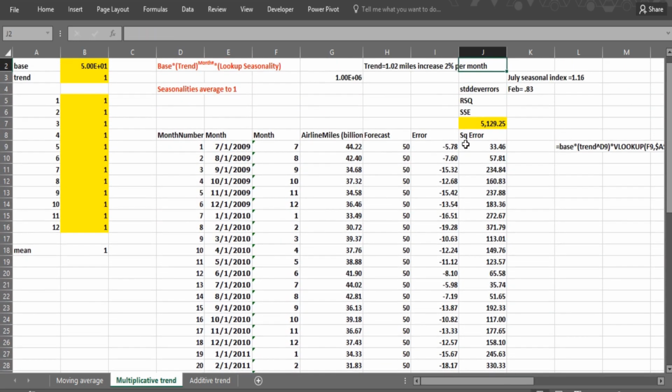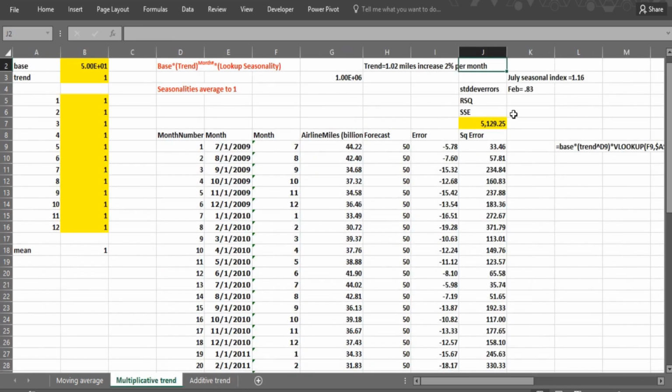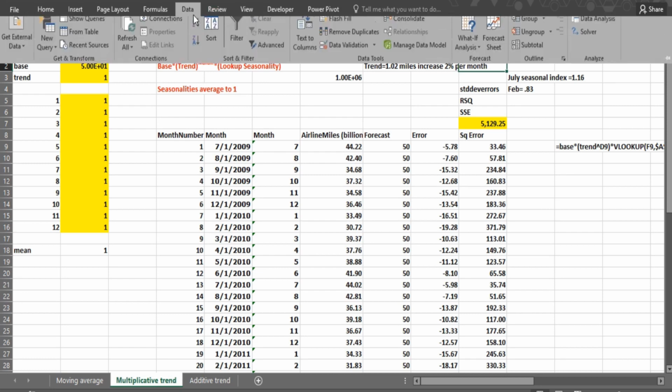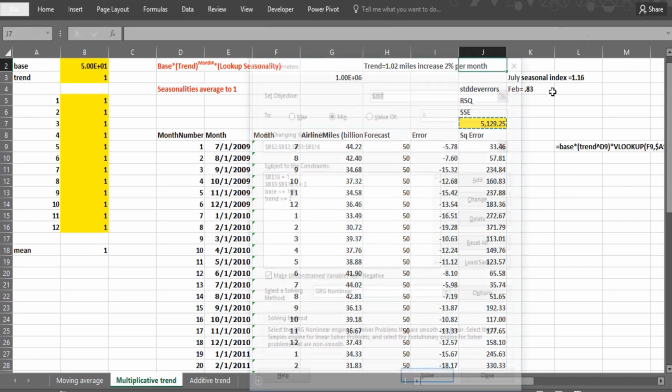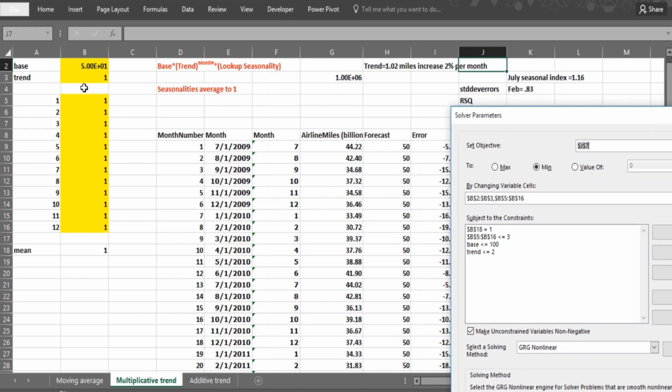So we've got a really bad sum of squared errors here, 4.92. We can fix that though. Now what we're going to do is minimize the sum of the squared errors. We're going to change the base, the trend, and the seasonal indices. The average of the seasonal indices will be 1. We need bounds, so we'll say all the seasonal indices are less than or equal to 3 and greater than or equal to 0. The base will be less than or equal to 100. These numbers just don't get to 100. And the trend per month has got to be less than 2. We'd never bump up against the bounds.